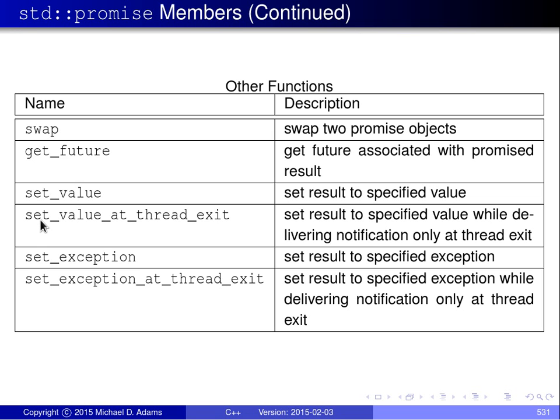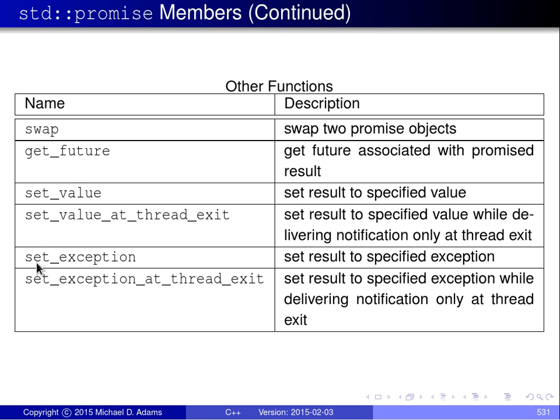And there's a member function called set_value_at_thread_exit, which is very similar to set_value. The only difference is the result that's written into the promise, which is read out of the corresponding future, is not made available until the thread that wrote the value into the promise exits.